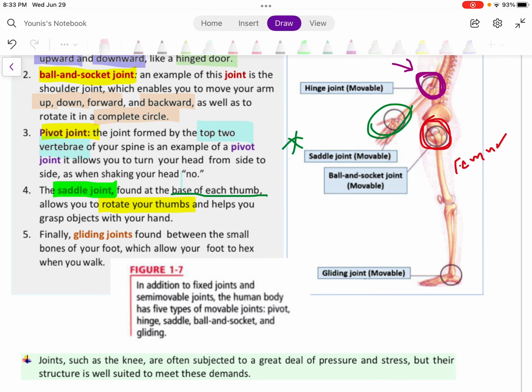Gliding joints. Okay, so see where I am pointing? This is a gliding joint. It's also a type of movable joint. It is located between the small bones of our feet. They allow the feet to flex during walking. When you're walking, your feet have to flex, and this flexion is provided by the gliding type of movable joint.